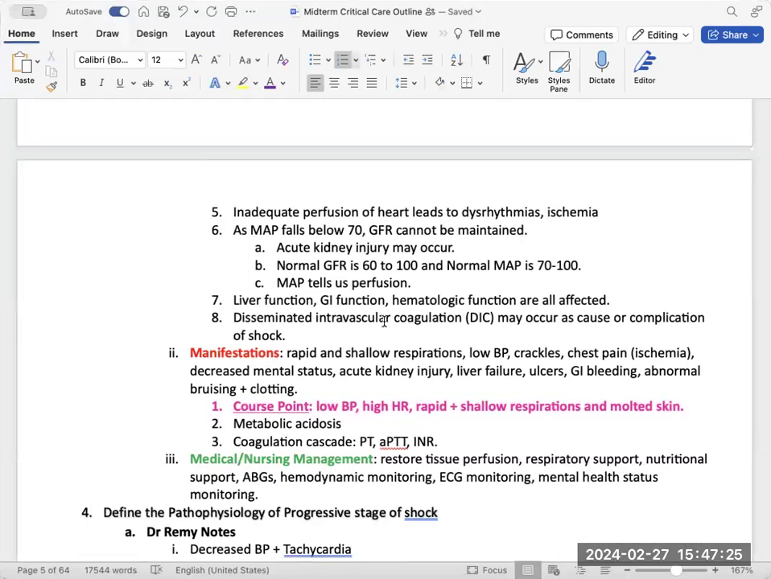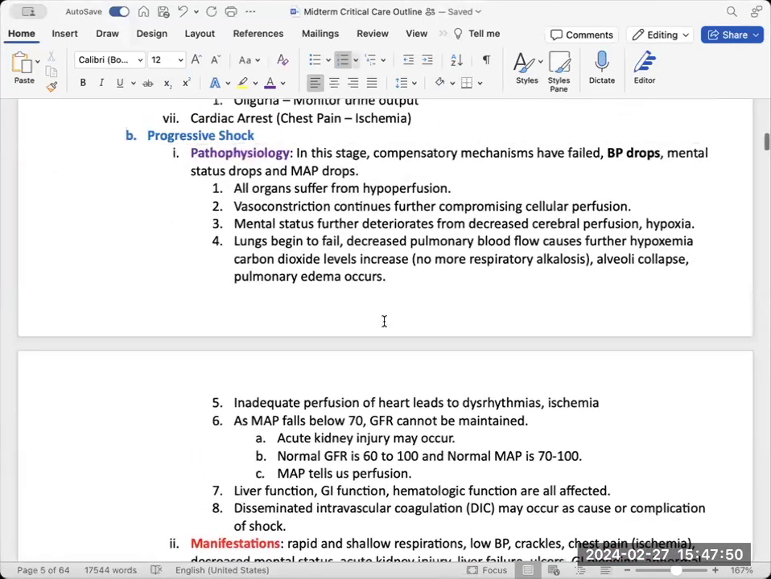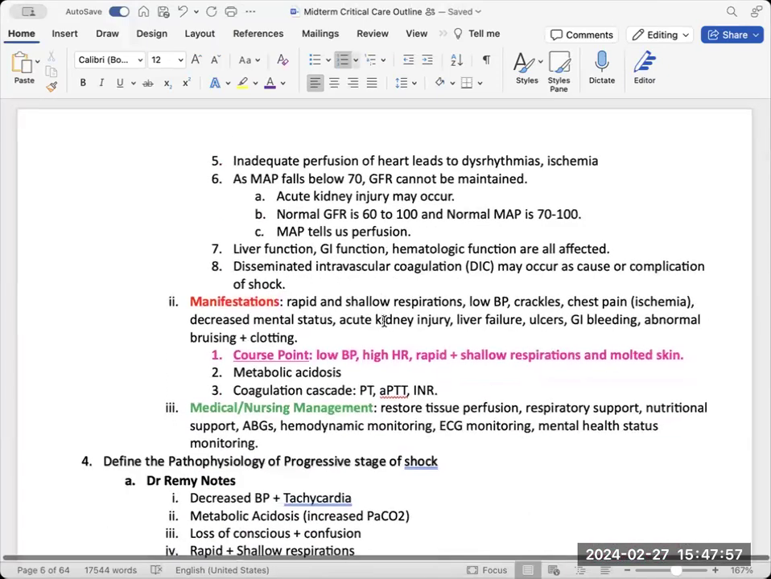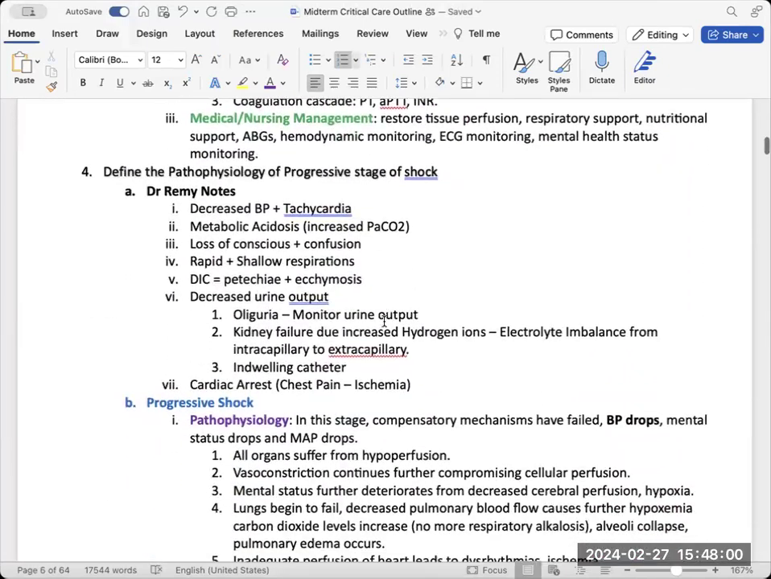And that mean arterial pressure, which was keeping that blood pressure and cardiac output stable, which should be between 70 and 100, is now below 70. So if it's below 70, usually they refer to it in the 60s or lower, that means there's poor circulating perfusion in the body. So that is the pathophysiology. So remember, in this stage, we're talking about compensatory mechanisms failing and things getting worse. Any questions?